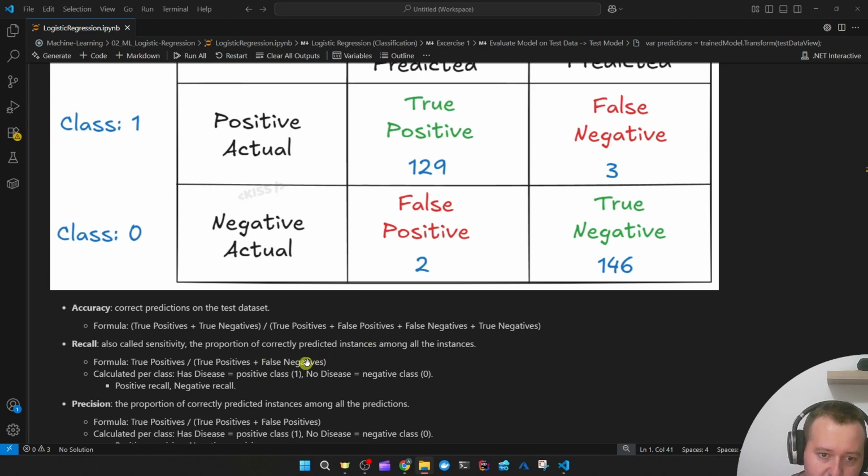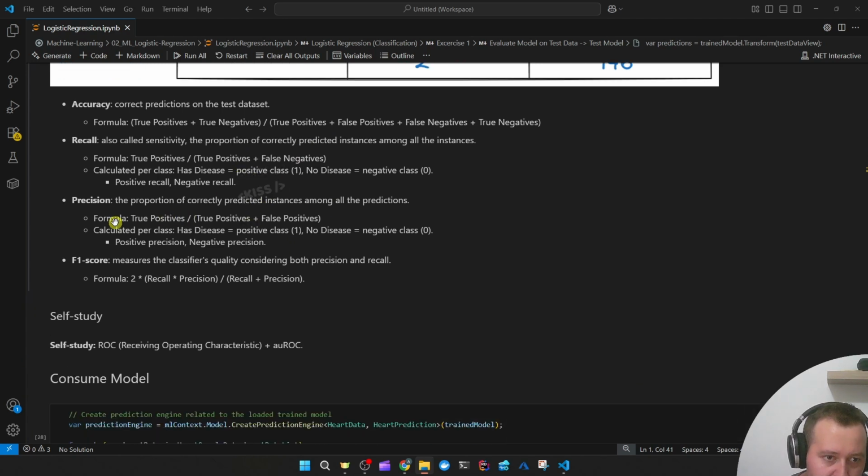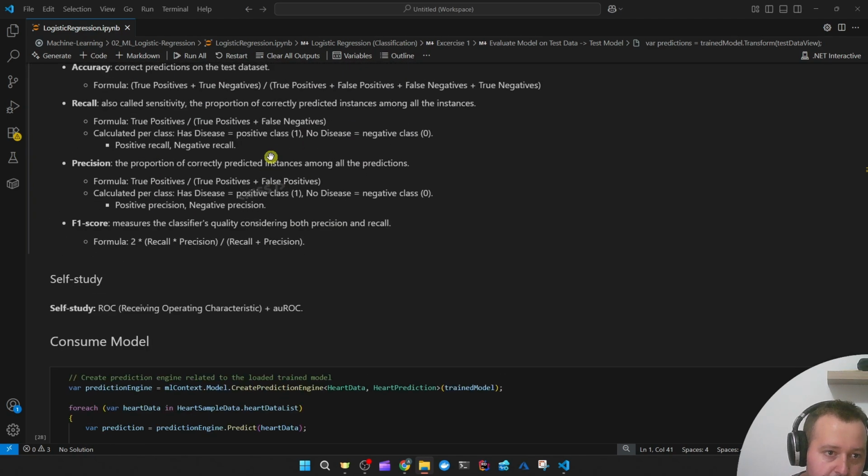But the false negatives are wrong, so I don't see correctly predicted. I'll have to dive into that deeper. And the precision is also calculated per class. So the positive class has disease, the negative class has 0, and there's a positive precision and a negative precision. And then the F1 score is a calculation with the above metrics.